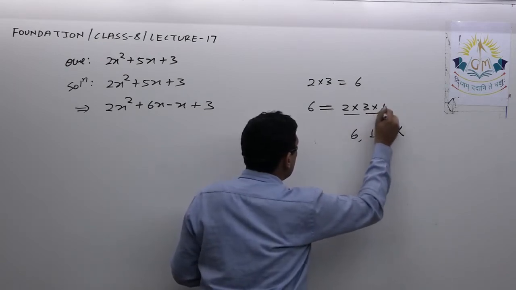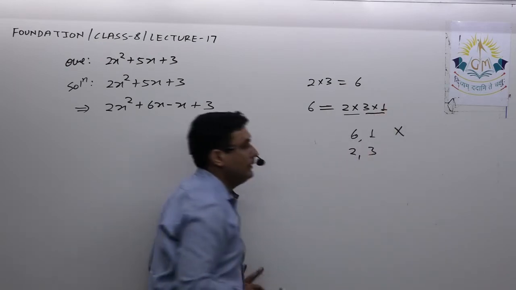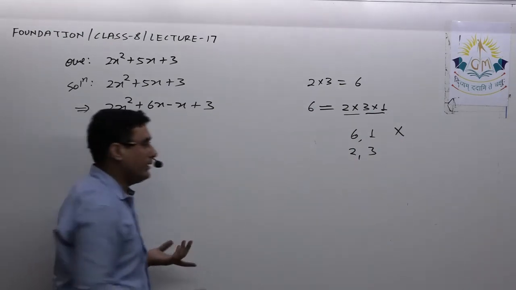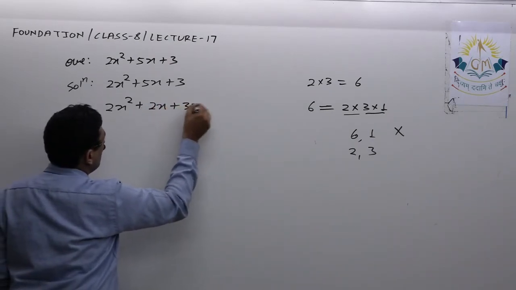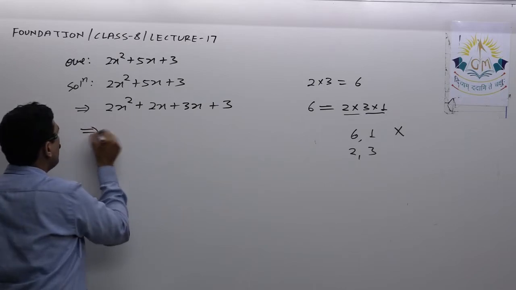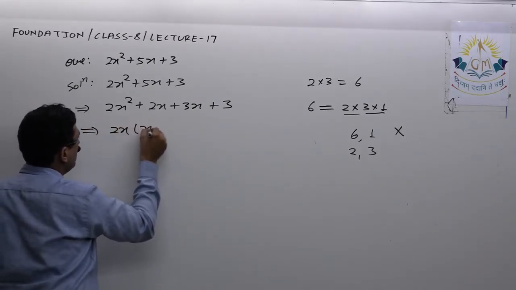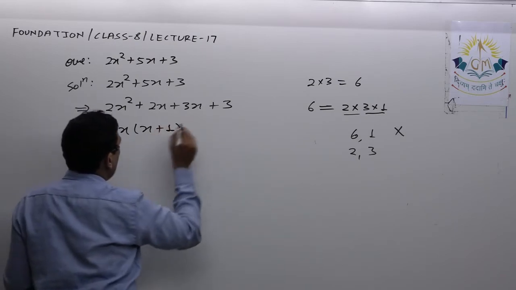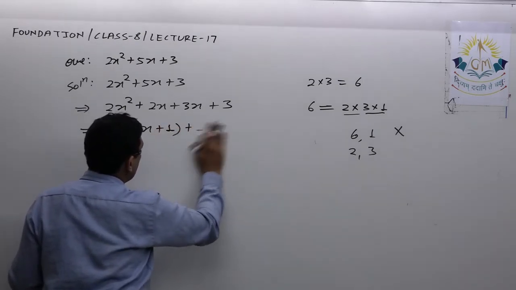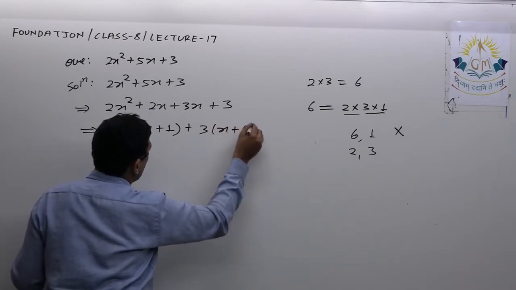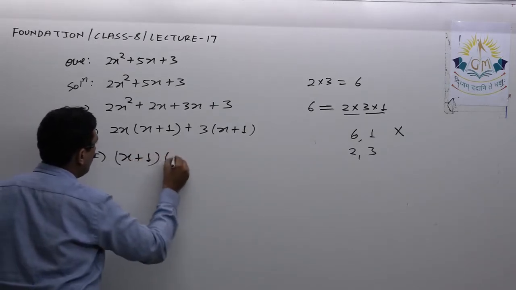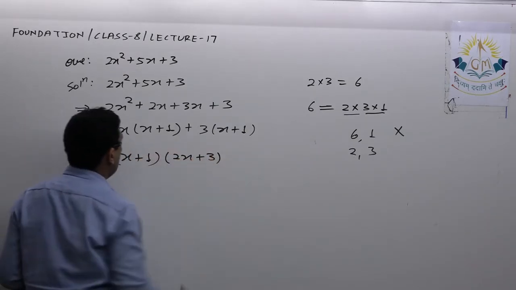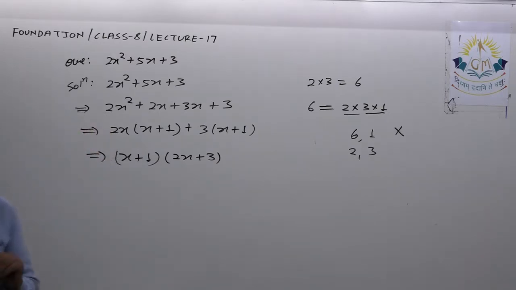That means we have to go with 2 and 3, because their sum is 5 as well as their product is 6. So here I write 2x square plus 2x plus 3x plus 3. If I take 2x common, I get x plus 1. If I take 3 common, again I get x plus 1. So ultimately I get x plus 1 into 2x plus 3. This is my final answer. Please note it down. Then we'll see the next question.